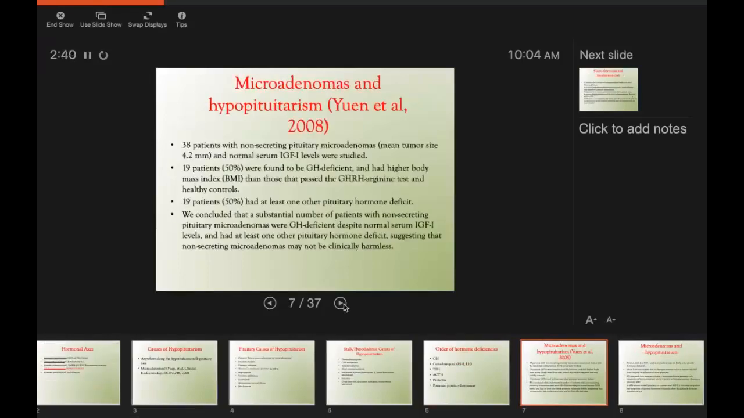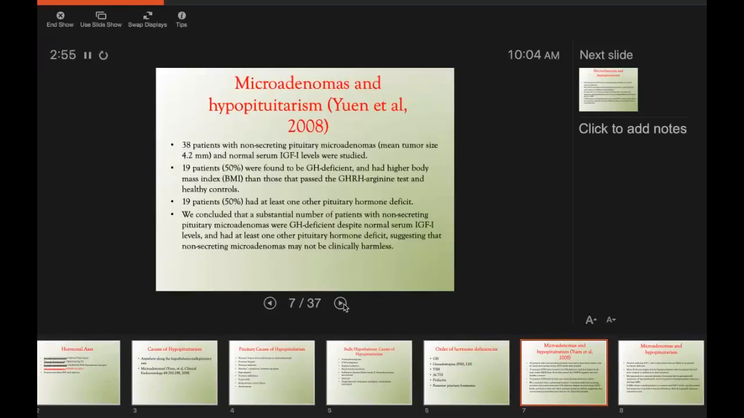So Kevin and I wrote this paper in 2008. We took 38 patients with non-secreting pituitary microadenomas. The mean size was 4.2 millimeters, so fairly small but not tiny. They had normal IGF-1s, yet 50% were found to be growth hormone deficient.